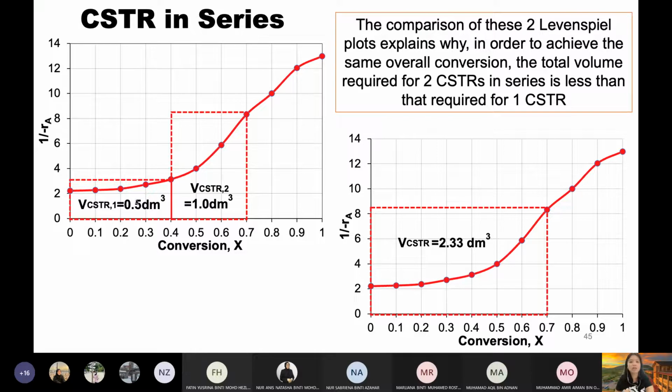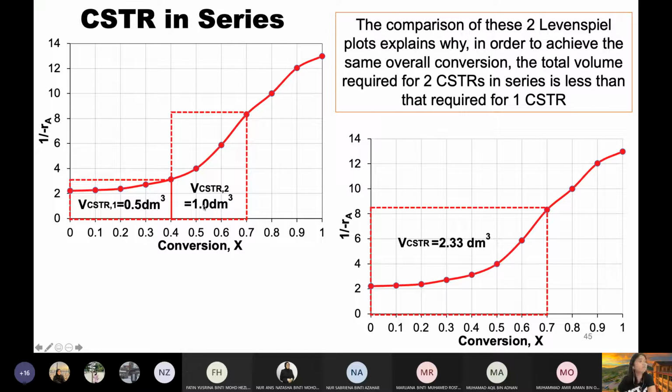What was the volume that you calculated? So the first volume that you calculated was 0.5 dm cube, right? So the 0.5 dm cube is the area of this first rectangle. Daripada conversion 0 kepada 0.4, area yang kamu kira 0.5, volume yang kamu kira 0.5 is this rectangle area.